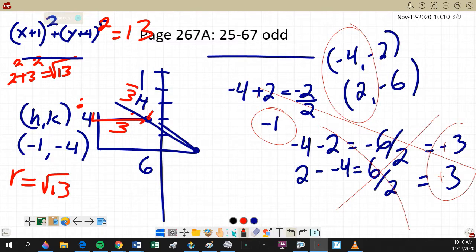So if you have 2 points on the diameter, take the average of the x's, that's your h value. Take the average of the y's, that's your k value. And then use the Pythagorean theorem to figure out how long r is, and then plug everything into the equation. So circles are super easy. At least this. They can get harder, but you won't have to do any of those.